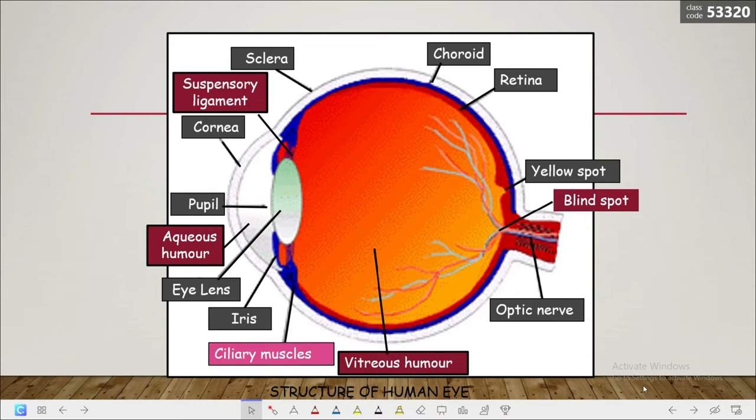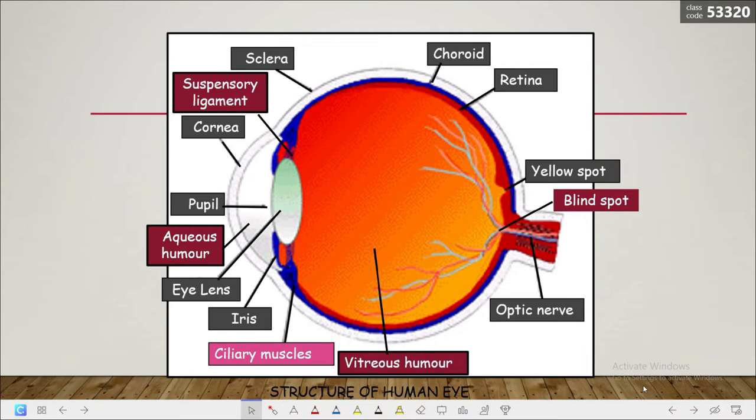So the first layer, or the outer layer, we call it the sclera. The second one is the choroid. This is the black layer that consists of many blood capillaries, because the choroid supplies nutrients for the eyes.